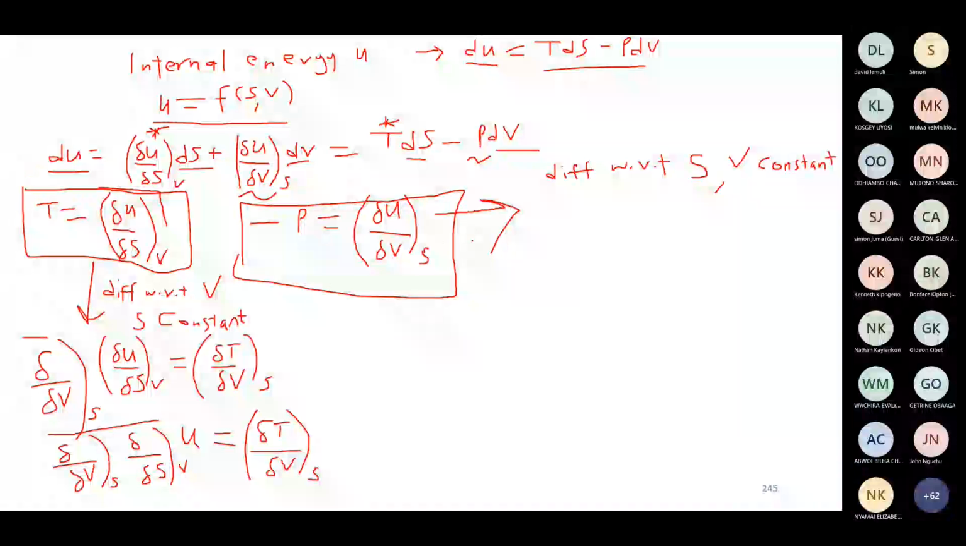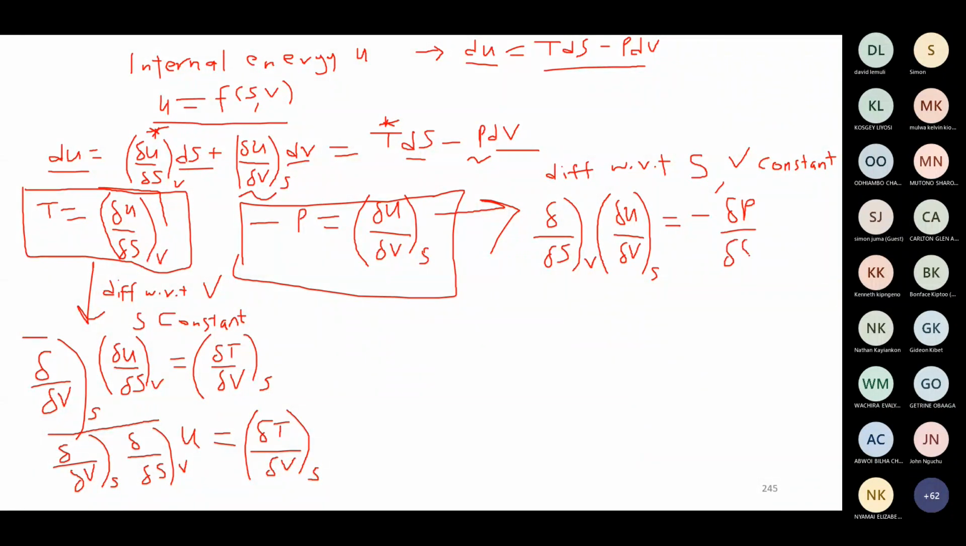So here this becomes differentiate with respect to S while keeping V constant of this right-hand side expression is going to be delta U over delta V, as constant, is the same as minus delta P over delta S keeping V constant, okay?